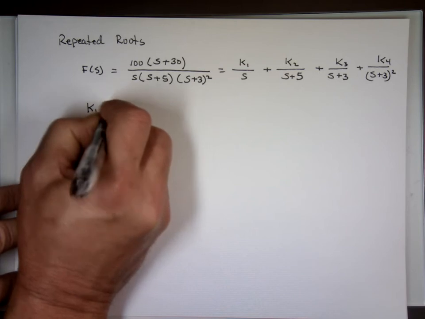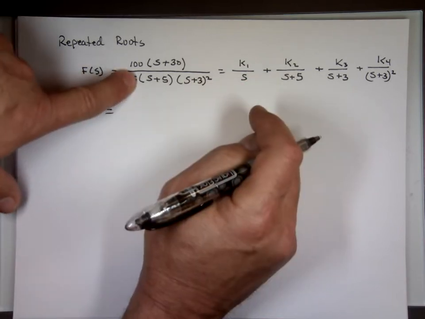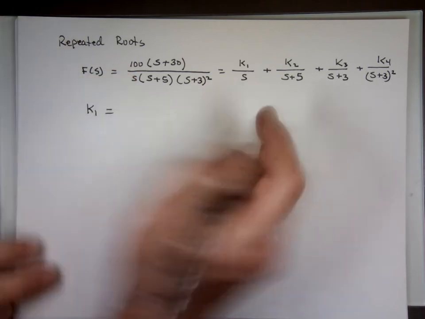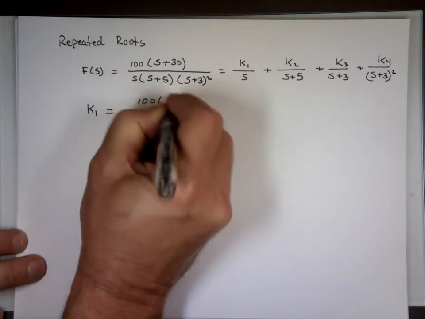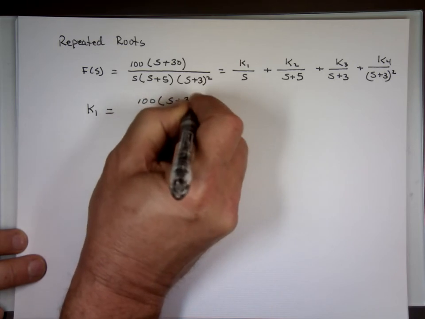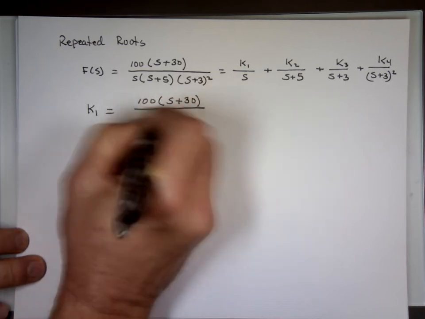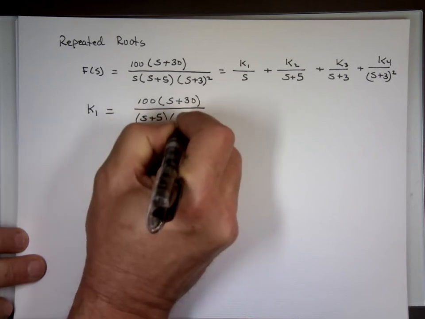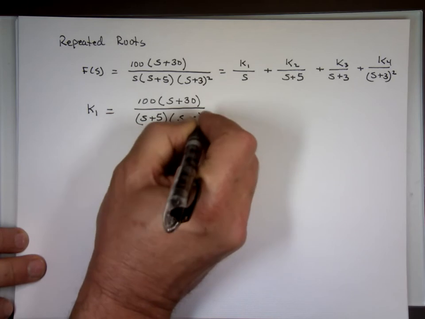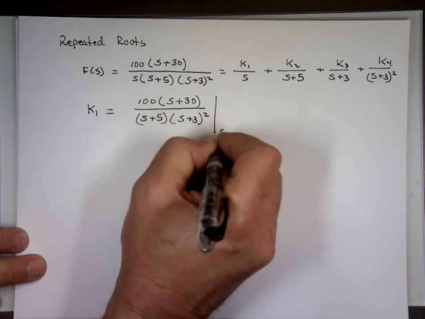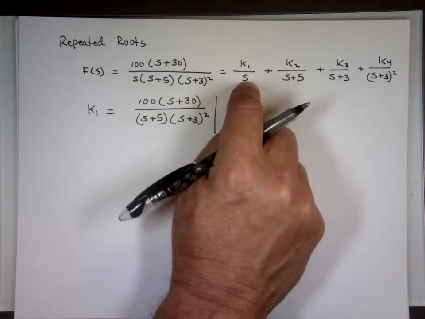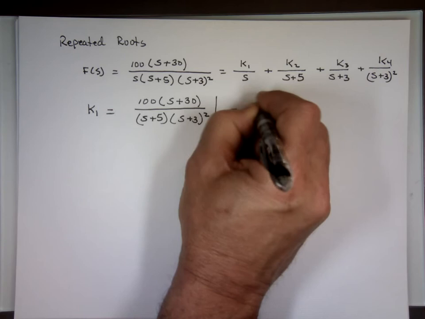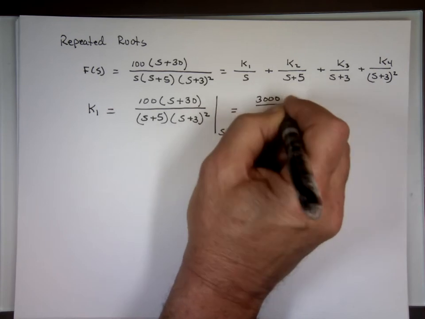So you take S out of this picture. What's left? 100 S plus 30 over S plus 5 times S plus 3 squared. And you want to find this when S equals what? What makes this one 0? 0. That's 3,000 over 5 times 9, which is what, 45?